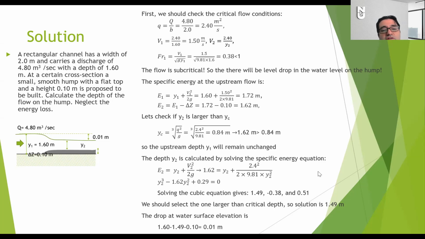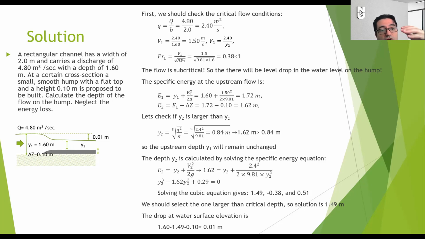So you see that the question is quite simple. Again, after showing you the solution, I am repeating that while you are solving these problems, the first thing is that you should check what the flow is on the upstream, if it is subcritical or supercritical. Then the second thing is that you are going to calculate the specific energy of condition 1, and then you will calculate the specific energy for condition 2, and then you should calculate the critical depth for condition 2.